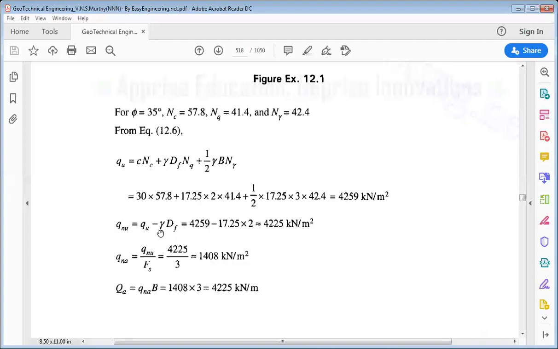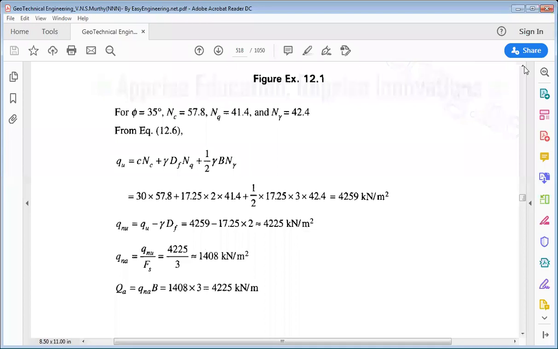Now in B, we have to find out the net ultimate bearing capacity. So the net ultimate bearing capacity is given as ultimate bearing capacity minus the overburden pressure, that is gamma Df. So 4259, that is qu, which we already found, minus gamma, 17.25 into 2, and by calculating we will get the value 4225 kilonewton per meter square. So we will get the net ultimate bearing capacity.